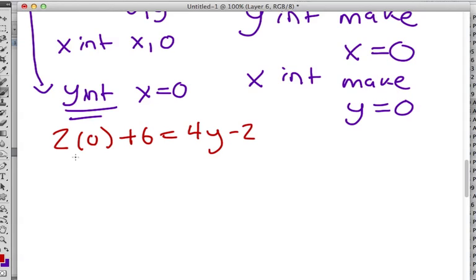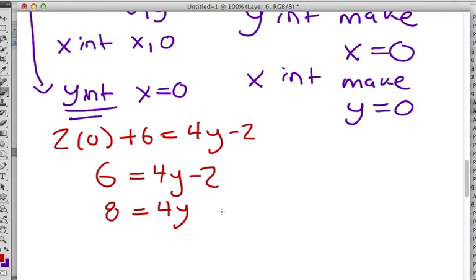Okay, simplify it. 2 times 0 is 0. So on the left side I'm left with 6, and on the right side I'm left with 4y minus 2. Okay, get the y by itself, move the 2 over, and I have 8 equals 4y.